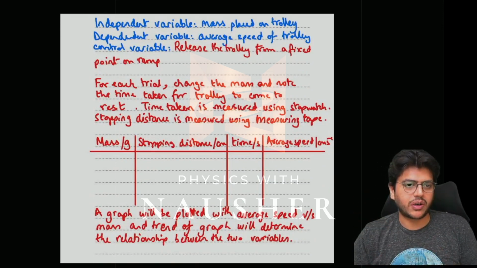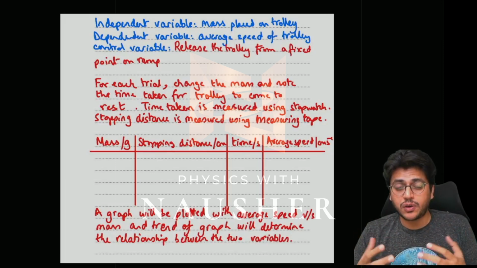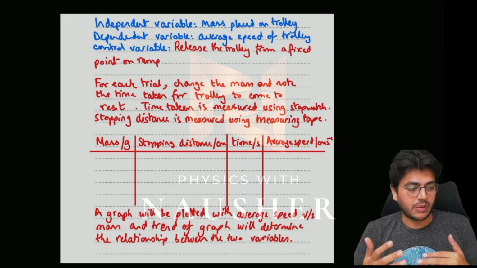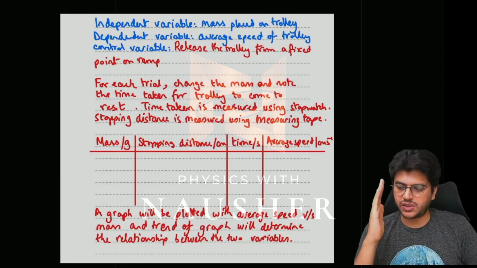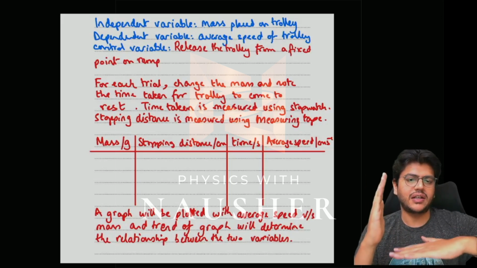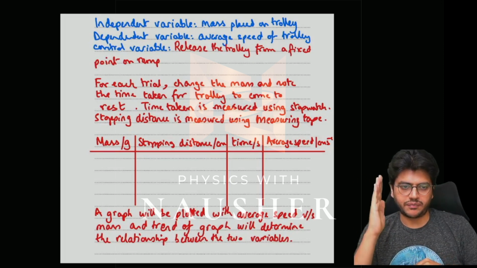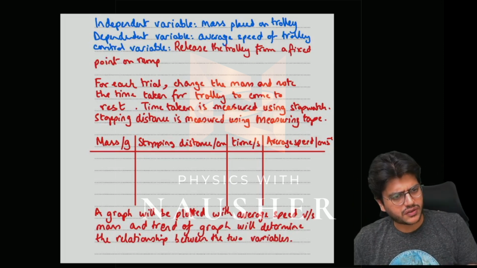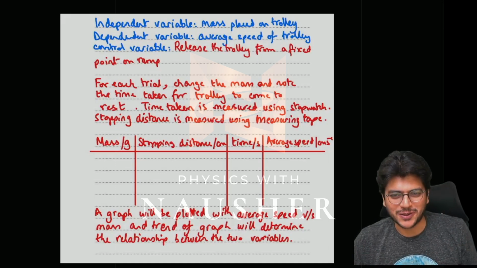So a graph will be plotted with the average speed versus mass. Remember, what I said was generic. That is for you to remember that a graph has to be plotted of y-axis versus x-axis, which is dependent variable and independent variable. So mass is independent, so mass is here, and average speed will be here. And the trend of the graph will determine the relationship between the two variables, and that's pretty much it.